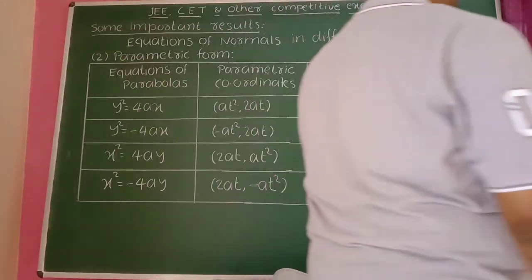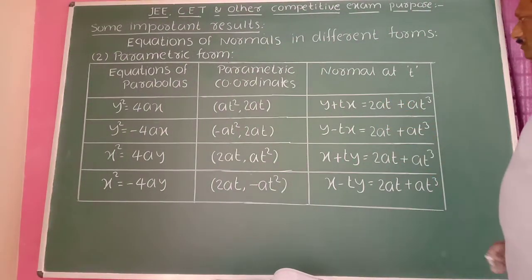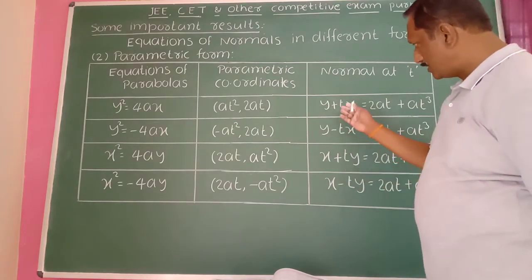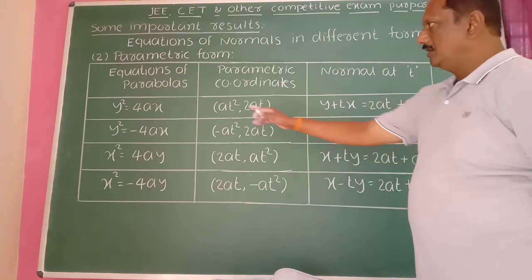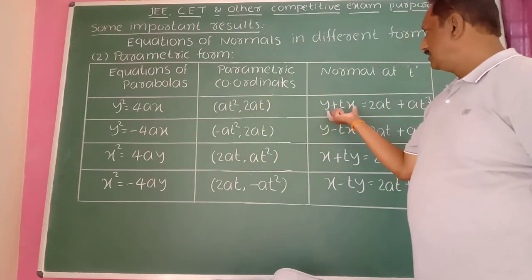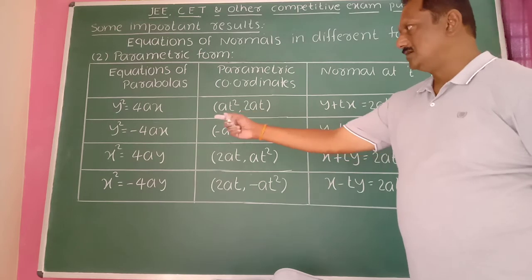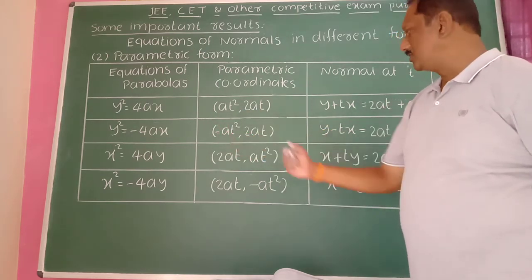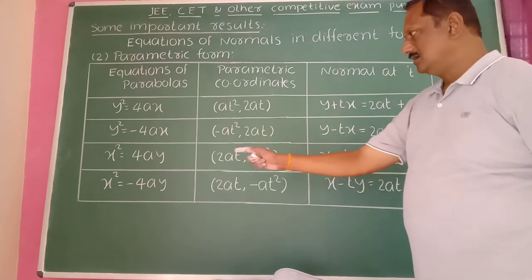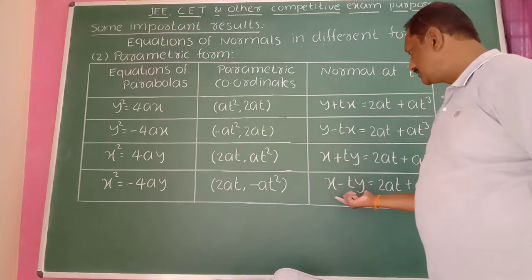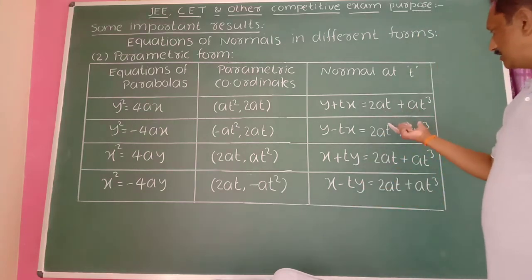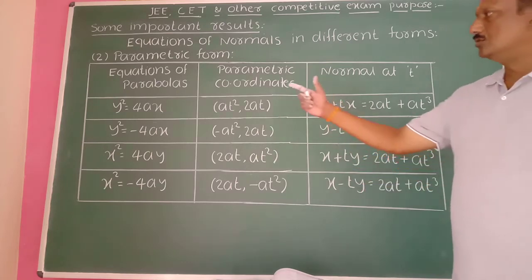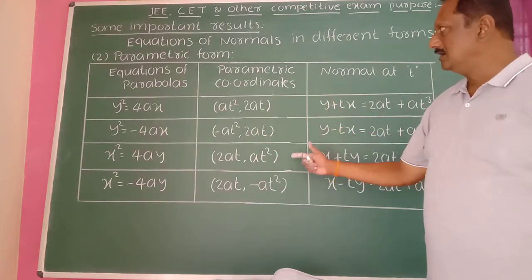Just observe that the right side terms are the same. Only the left side terms change in x and y, and the signs. If y square is equal to 4ax, it is y plus tx. If y square is equal to minus 4ax, it is y minus tx. If x square is equal to 4ay, it is x plus ty. If x square is equal to minus 4ay, it is x minus ty. The right side terms are all the same. So these are the normals to those parabolas at the point t.